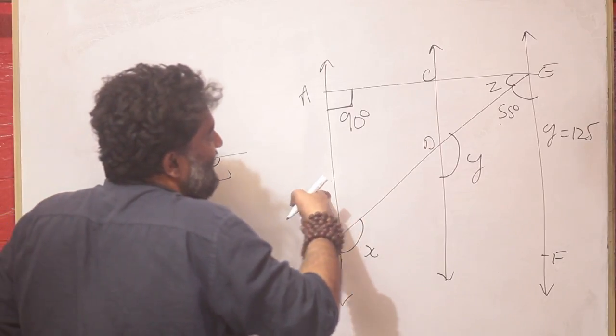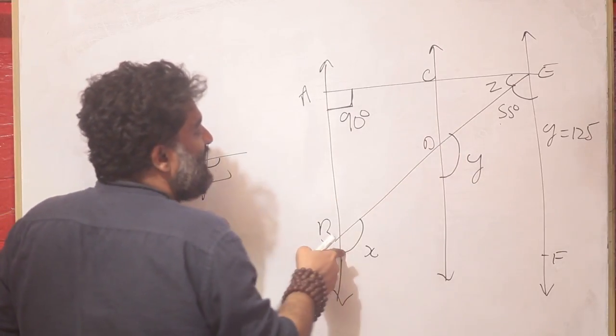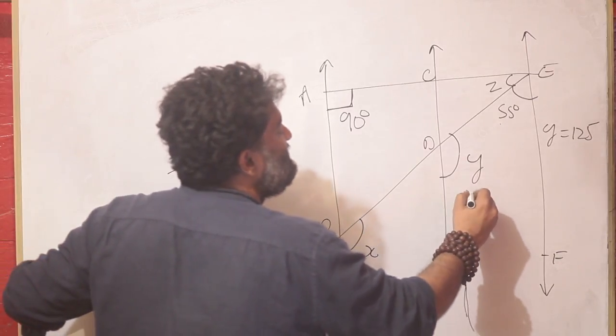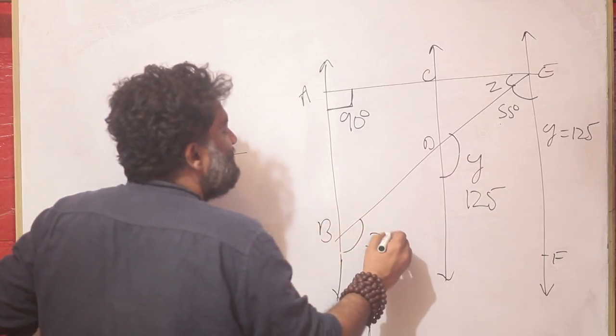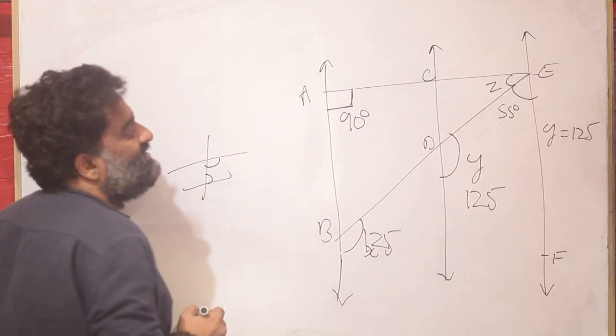Now if I look at line AB and line CD, these two angles are corresponding to each other. That means if this is 125 degrees, this also would be 125 degrees.